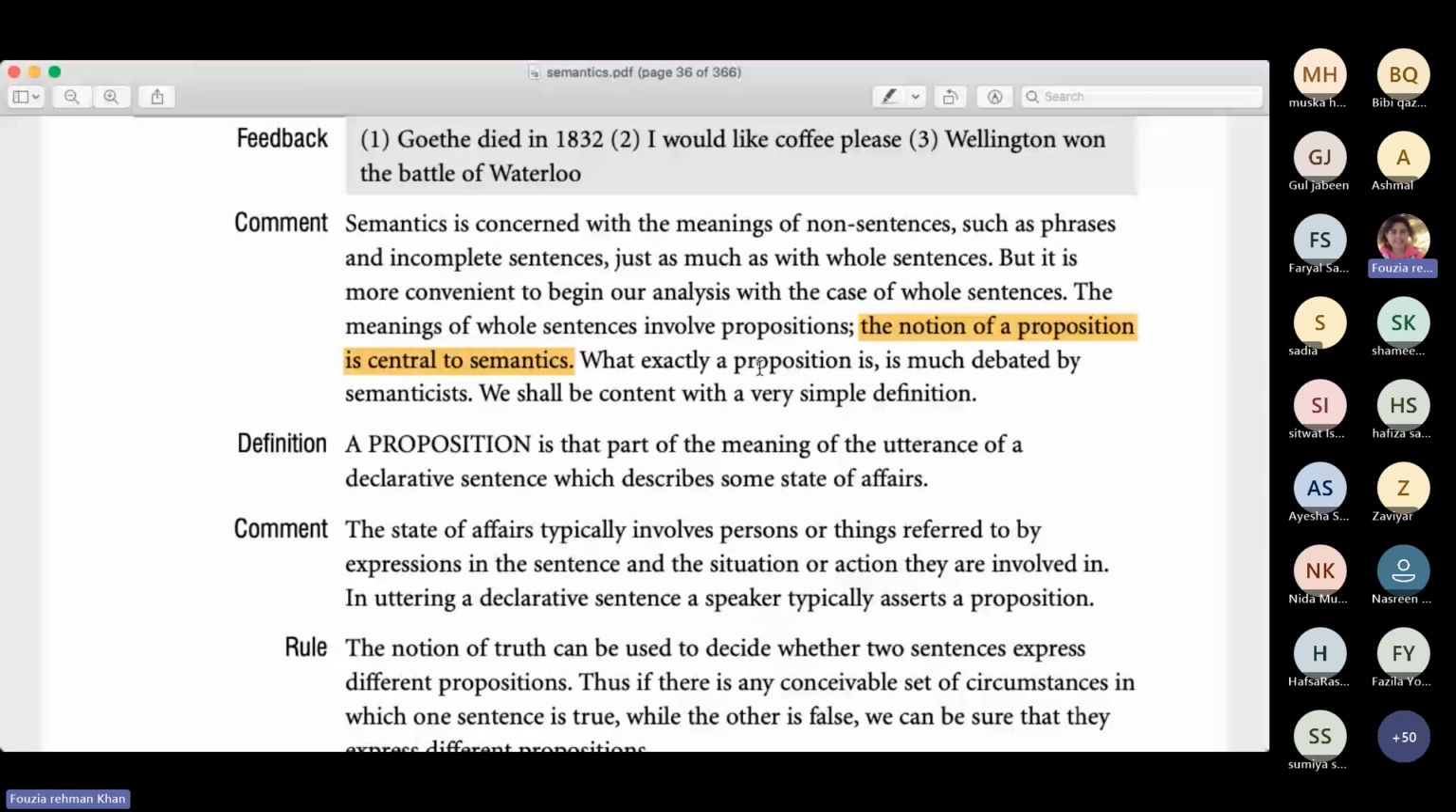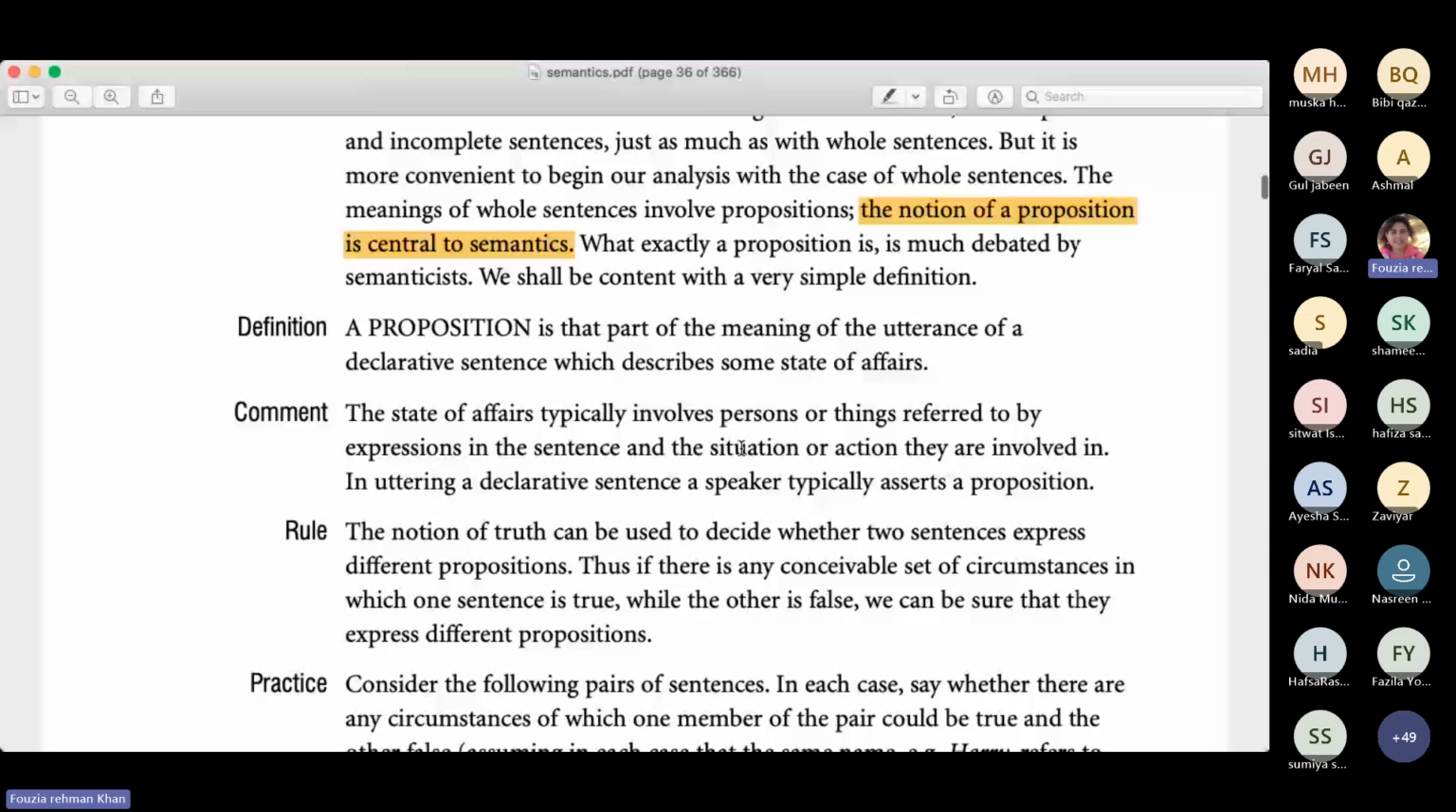Now we are moving towards the third concept for today, which is proposition. Basically, this word refers to an idea. Proposition is an idea, basically. And this is a central notion to semantics, right? Now let's see what a proposition is. A proposition is that part of the meaning of the utterance of a declarative sentence which describes some state of affairs. By some state of affairs, to understand in simple words, it is some kind of an idea. A state of affairs involves people or things referred to by expressions in the sentence and the situation or action they are involved in.